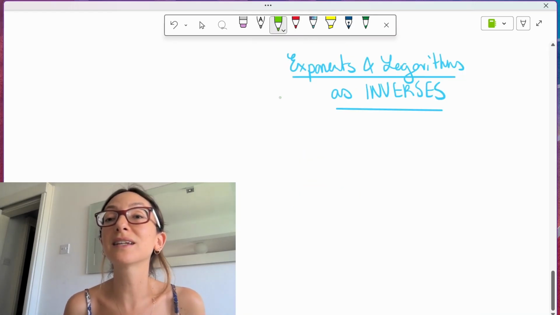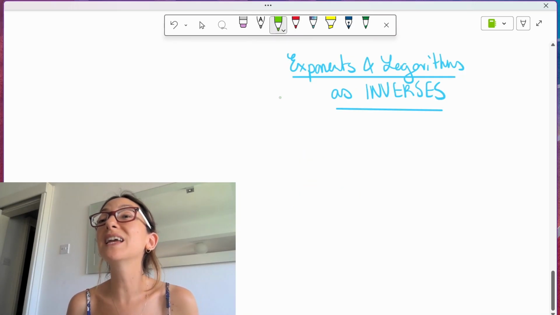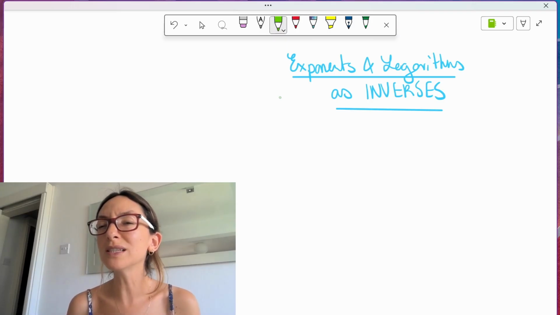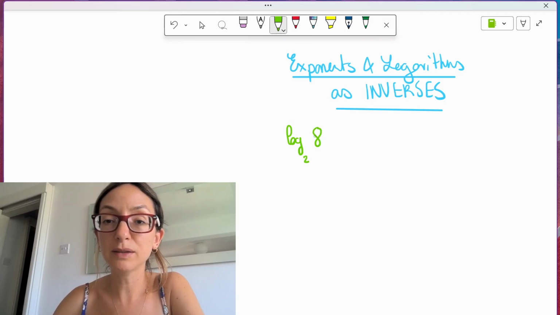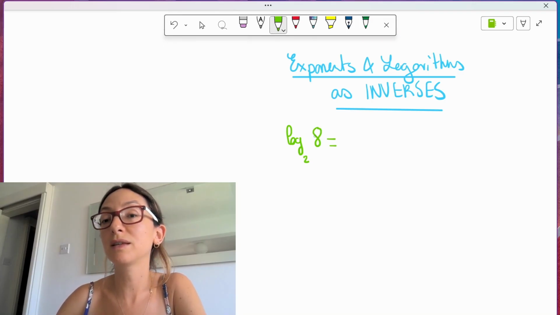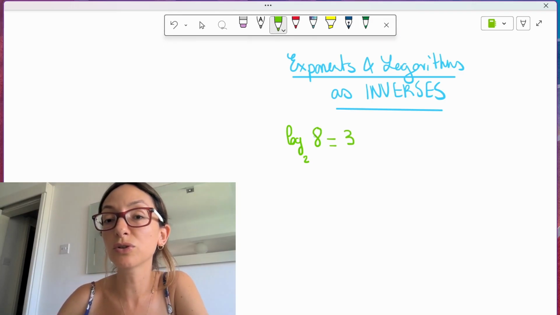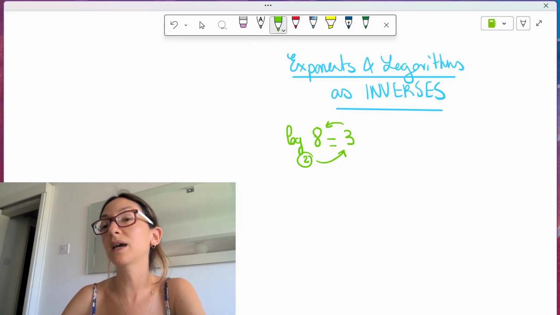Earlier on, I said that exponents and logarithms are inverse operations. So what does that actually mean? Let's look at an example. Log base 2 of 8. By now, you should know that this is equal to 3. Again, if you're still unsure, follow the arrows. 2 to the power of what gives us 8, and the answer is 3.